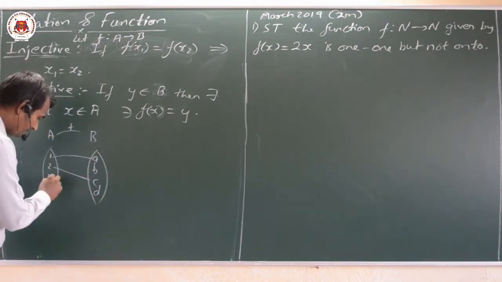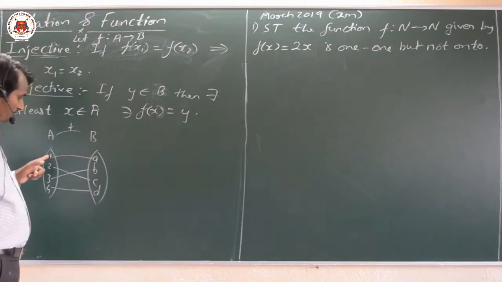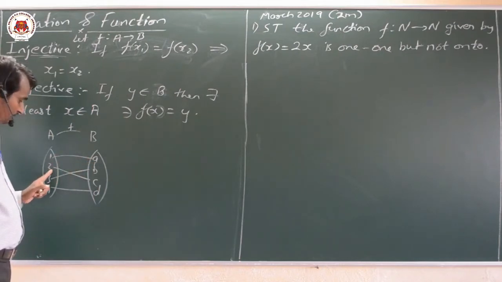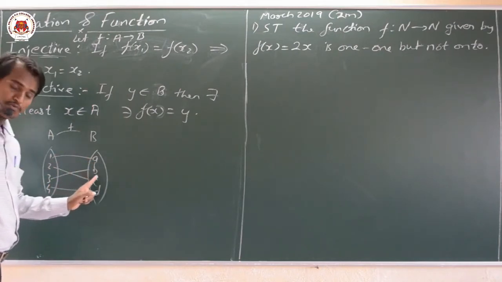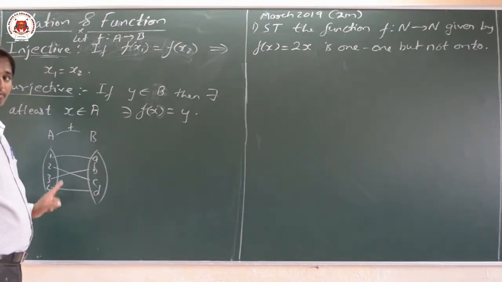For example, here we can observe this problem. f of 1 equal to a, f of 2 equal to c, f of 3 equal to b, and f of 4 equal to d. Here it is a 1-1 function.